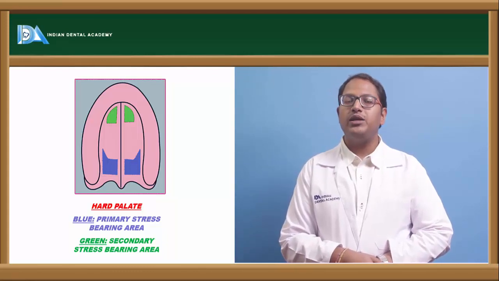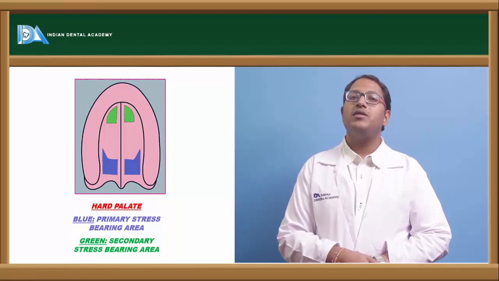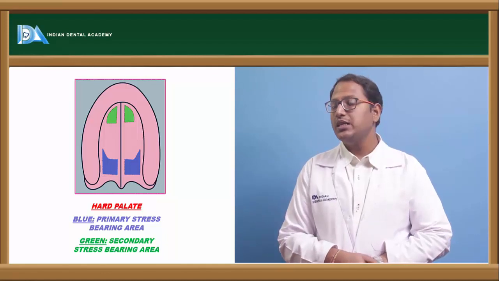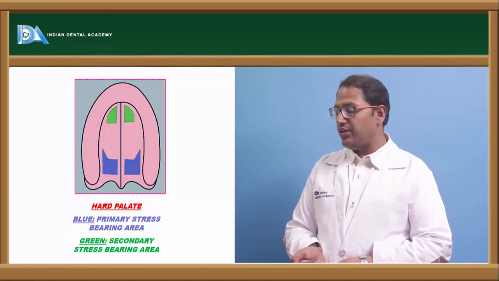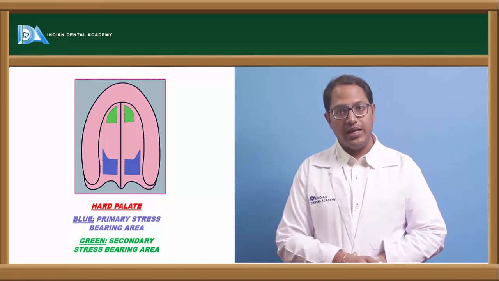Now why that particular area? Because that is perpendicular, number one. Because that particular section is not very highly placed, the residual ridge is left in that particular place, near to the maxillary tuberosity, ahead of the maxillary tuberosity basically. So that particular section is the primary stress bearing area.